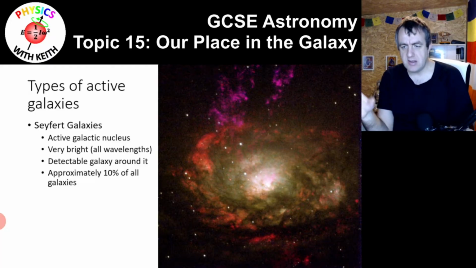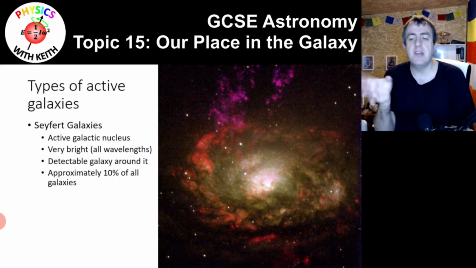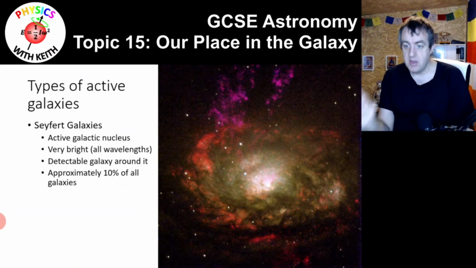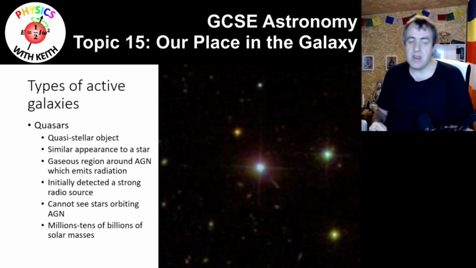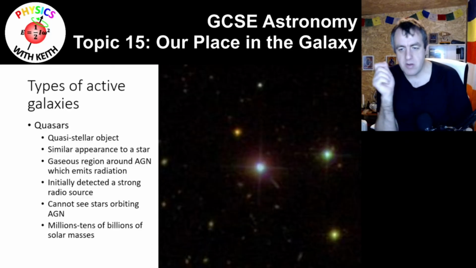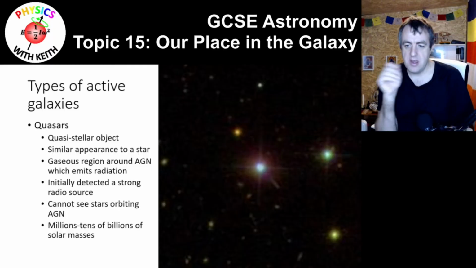These things are very bright, and of all the galaxies we've seen, about 10% of them are of this type of active galactic nucleus. We can see the galaxy around them. That's the key thing about Seyfert galaxies. Whereas quasars, standing for quasi-stellar objects, where stellar means star, just kind of look like single stars. Quasi, not quite. So they've got similar appearance to stars, but not quite, and they're way too bright to be stars.